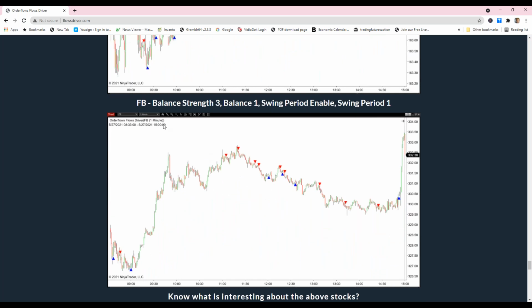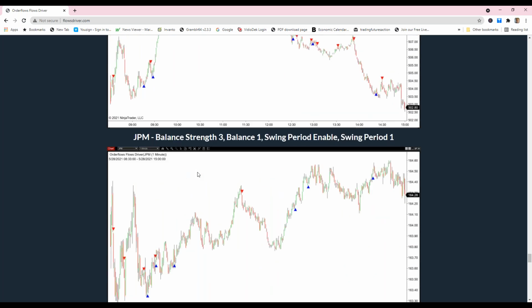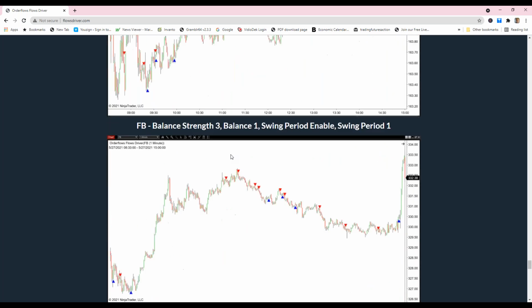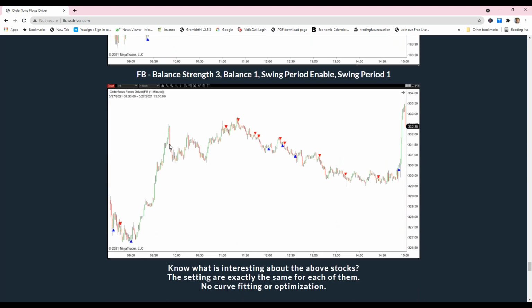So whether you're a stock trader or Facebook, right? 27th again, all these I think are the 27th. I think JP Morgan was Friday, but that big move up in Facebook, even late in the day, that big move up, right? The moves down.